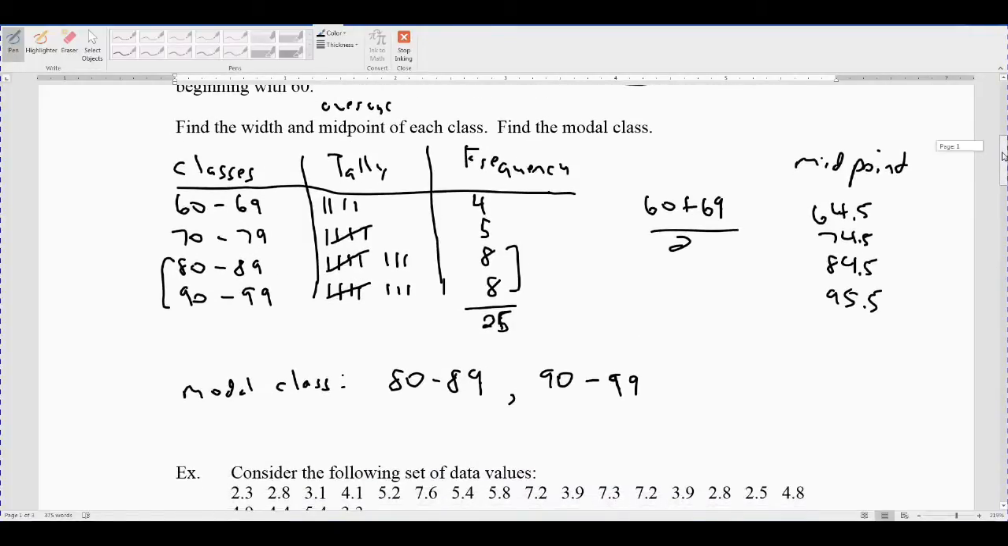Just depends on the textbook. So that's pretty much what all this was. So mode means the one that occurs most often, has the most frequencies, or the biggest frequency, one that occurs most often.